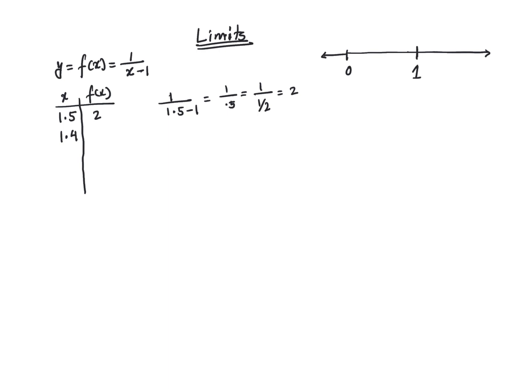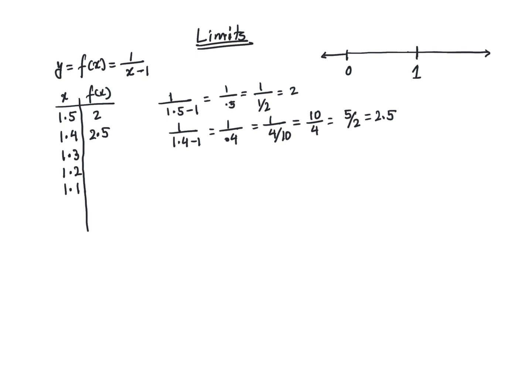1.4? Again, it's going to be 1 divided by 1.4 minus 1, that is 1 over 0.4. 0.4 is, by the way, 4 over 10, right? So 1 divided by 4 over 10, if you simplify it, is 10 over 4, that is 5 over 2, which is 2.5. Similarly, I could keep going down: 1.3, 1.2, 1.1, 1.01, 1.02, and so on.